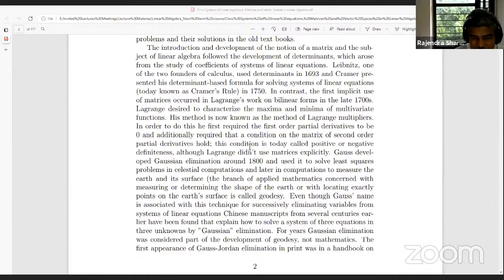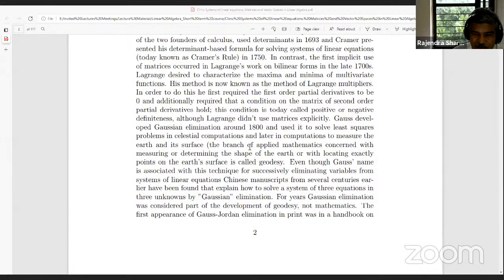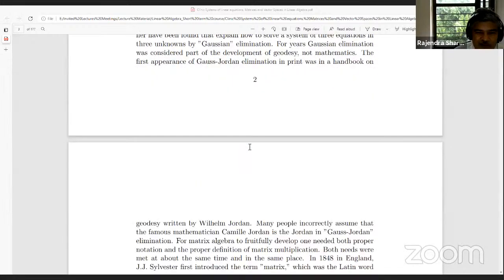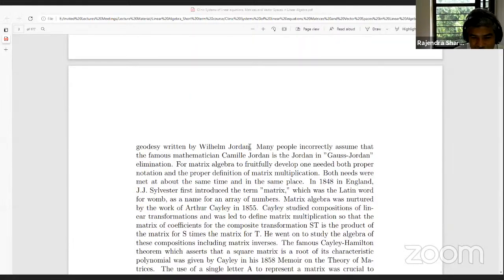And the first appearance of Gauss-Jordan elimination in the print was in the handbook on geodesy written by Wilhelm Jordan. And many people believe that it was actually Camille Jordan in the Gauss-Jordan method, but it was actually Wilhelm Jordan.